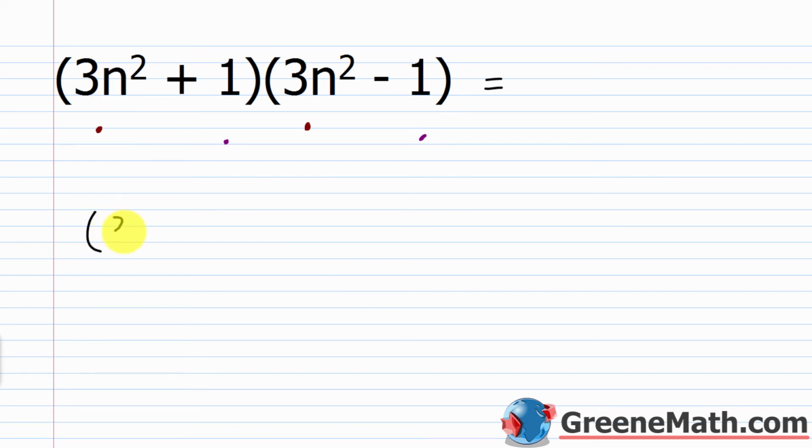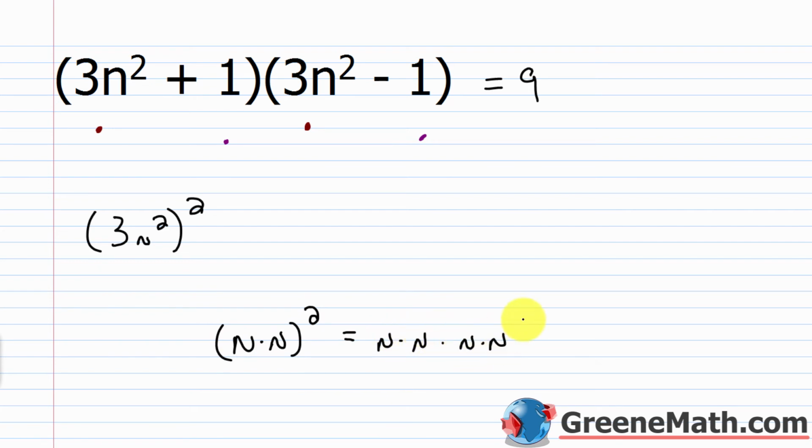So think about this, 3n squared, and we're going to square it. So 3 squared is easy, that's 9. What is n squared squared, right? If I have n squared, that means I have n times n. And let's say I square that guy. Well, that means that I'm going to have this twice. So I have n times n times n times n, or n to the 4th power.